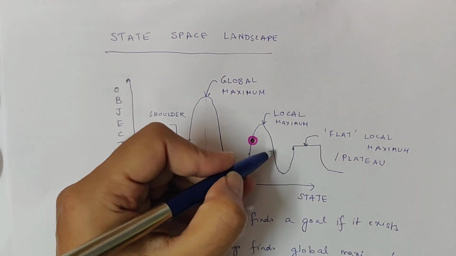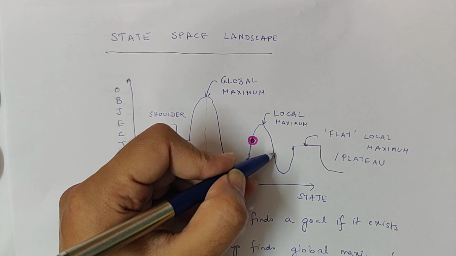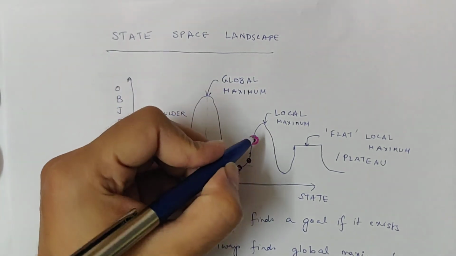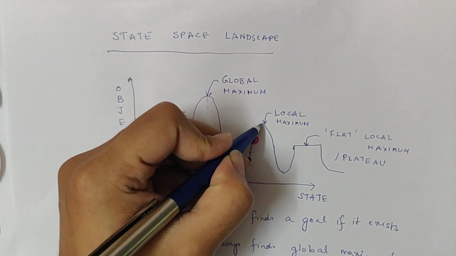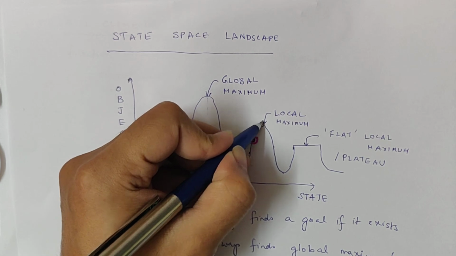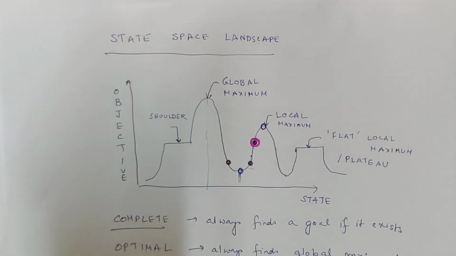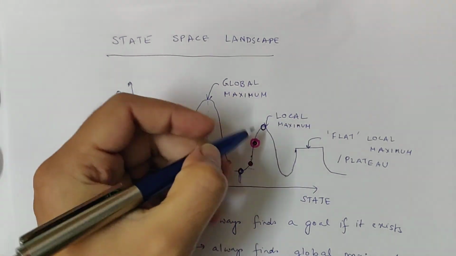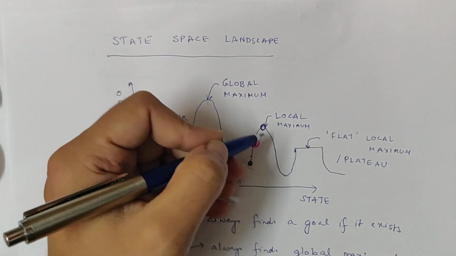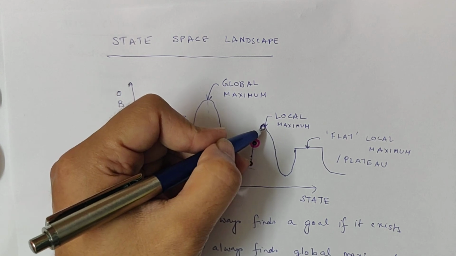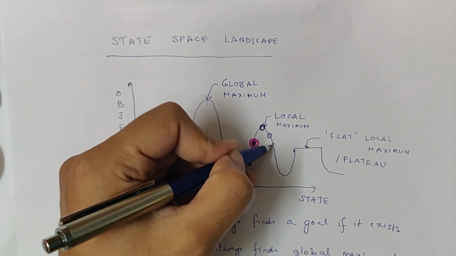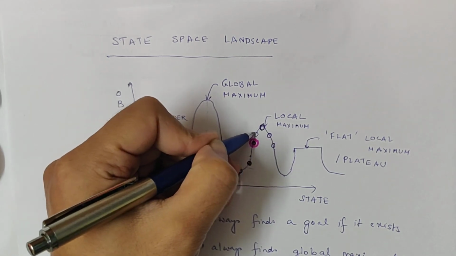For example, just assume that this is my current node. Okay, I generated the successors. Let us take one more example, in which this is my initial state or current state. Then I generated its successors. One successor was here, one successor was here, and one successor was here.